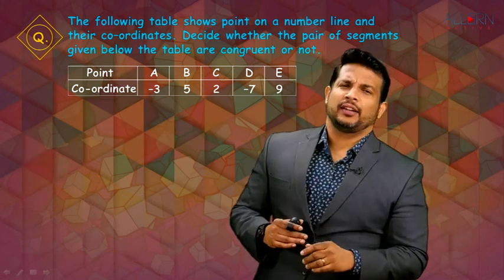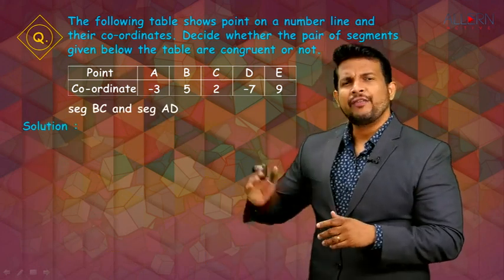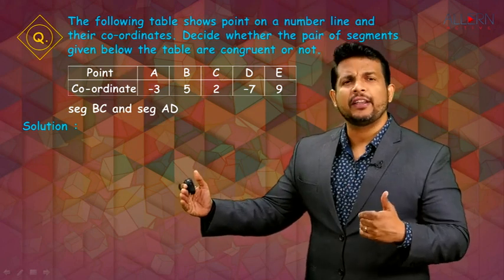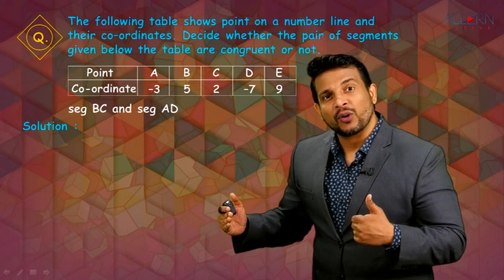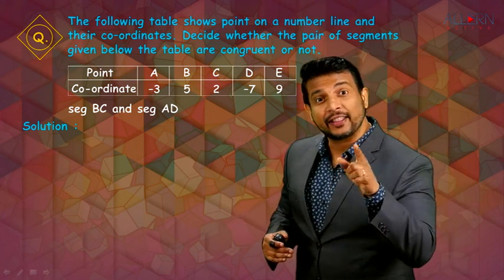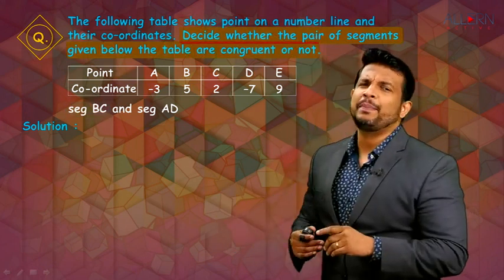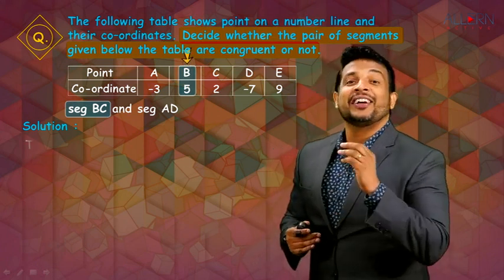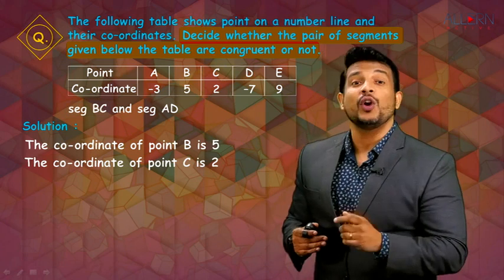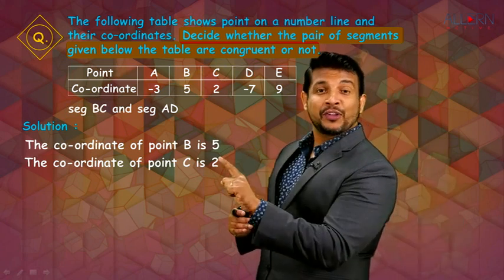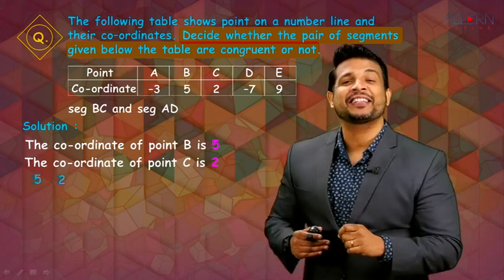Let's do another one. Now this is going to be very easy. Again, we have two segments, segment BC and segment AD. We need to do the same: check whether these two segments are congruent. What do we need to do? Find the length. So let's find the length of segment BC. The coordinate of B is 5. The coordinate of C is 2. Which one is greater? 5. Which one is smaller? 2. So we write 5 is greater than 2.